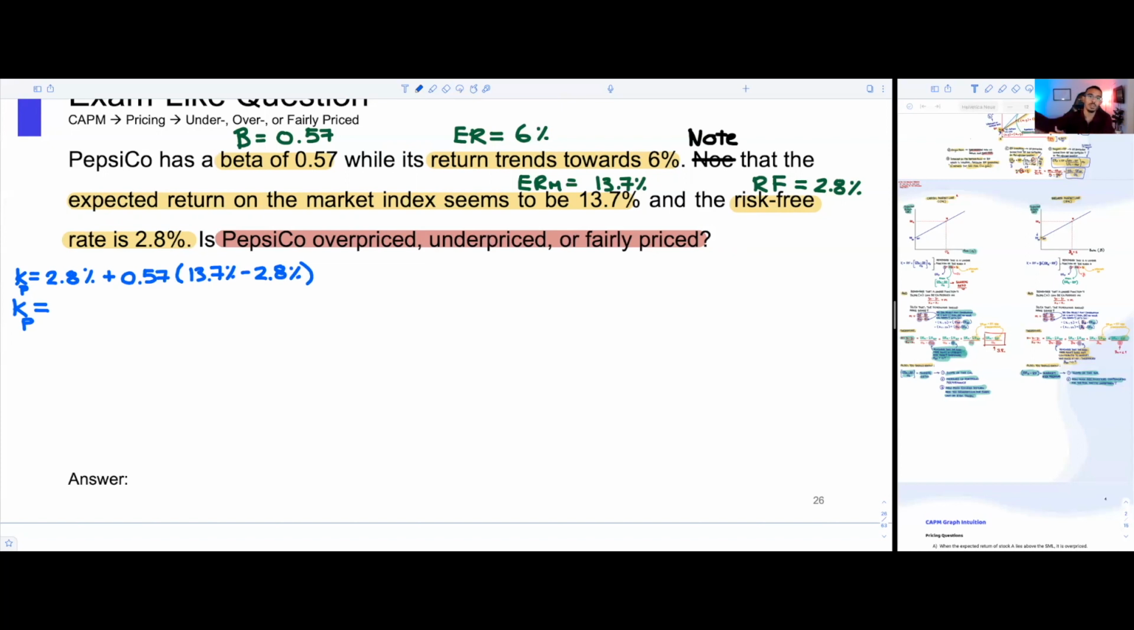So we have 2.8%, which is the risk-free rate. We have 0.57, which is PepsiCo's beta. We have 13.7%, which is going to be the return on the market. I'm just making sure I didn't make any mistakes. And we have the risk-free rate, which is 2.8. Such that, wow, we get that the required rate of return on PepsiCo right now is 9.013%.